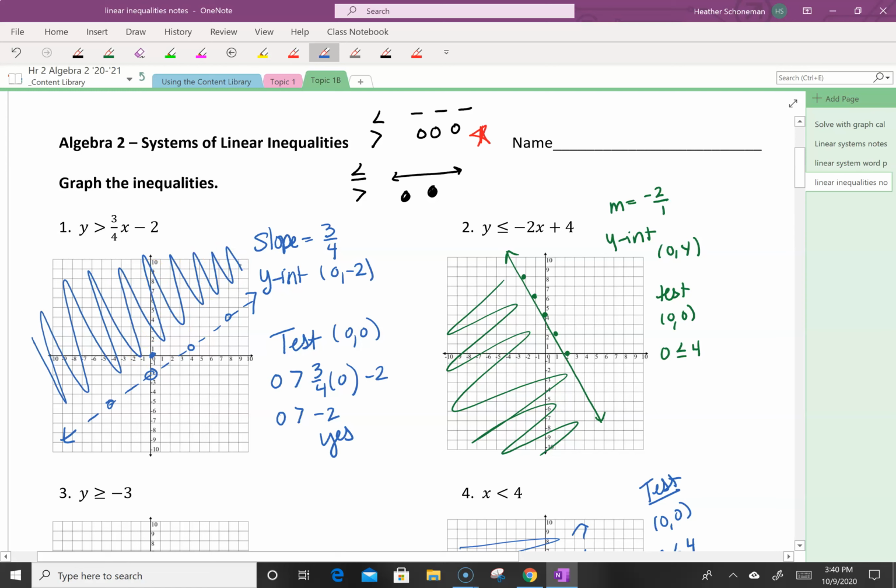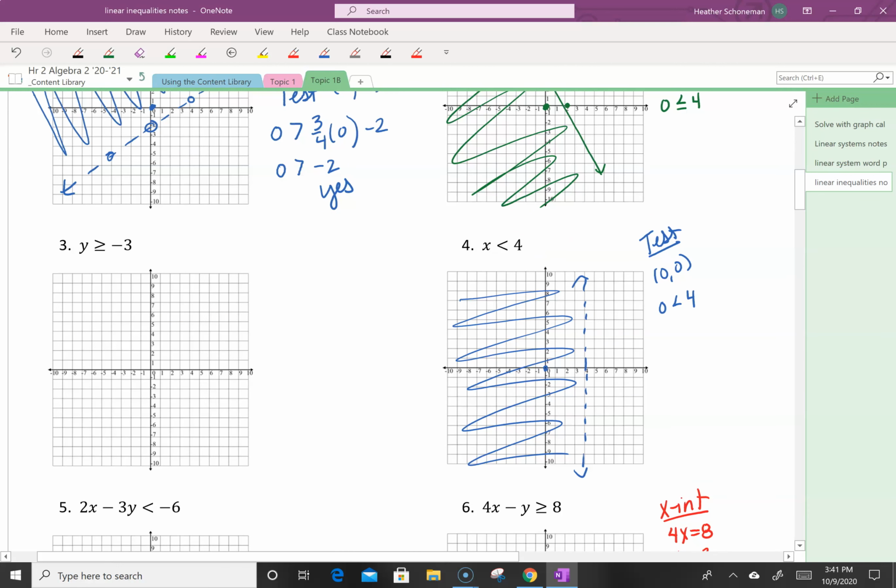If I look at example 2, that was also in slope-intercept form. My slope, which is the m, is -2. To graph it, I need to think of it as -2/1. My y-intercept is (0, 4). So I've started by plotting the y-intercept and then used the slope to find more points. Then it was time to test it. I used the point (0, 0). When I plug in 0 for x and 0 for y, it simplifies to 0 is less than 4. That is a true statement. Well, (0, 0) is right here on this side of the graph. Because that point is true, that must be the true side of the graph, and that's what I'm going to shade.